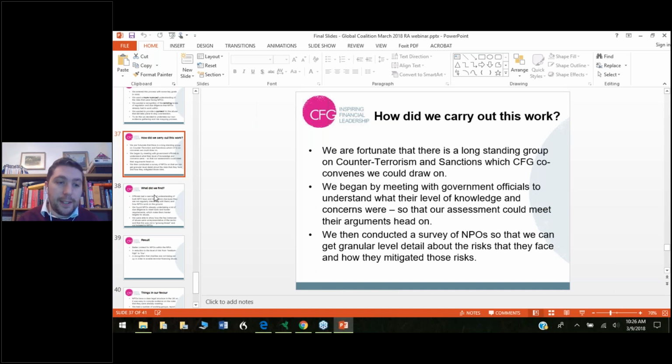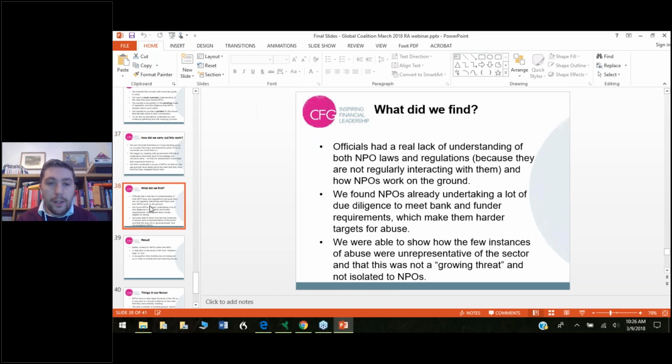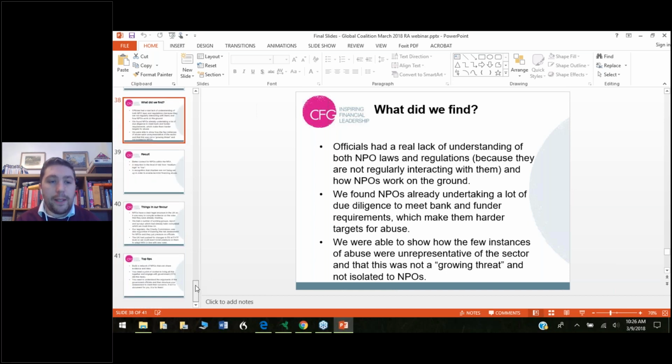So if we move on to the next slide, as I said, we found out that there was a real lack of understanding in government. We also found out that actually NPOs, when we surveyed them, were doing a lot of due diligence work. They were monitoring their partners. They were checking against things like WorldCheck and sanctions lists. They were ensuring that their partners and their staff were being properly vetted. They were trying to use formal banking channels wherever possible. They were doing impact evaluations and other evaluations for funders.